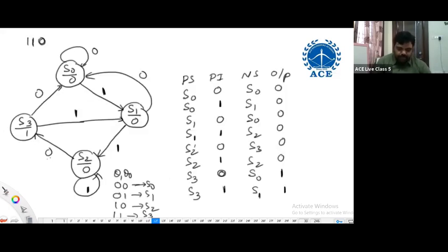Now, what is the next step? Implementation. Let us see the implementation.